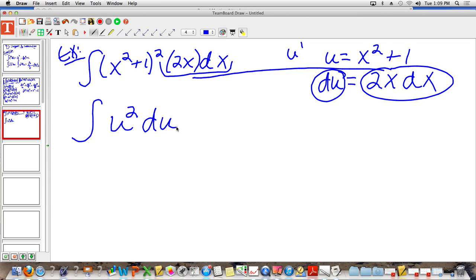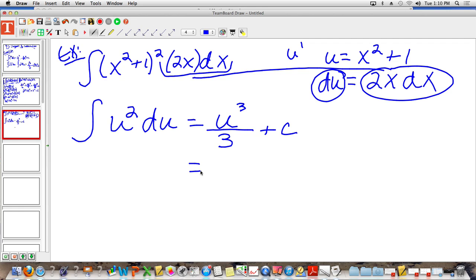What is the integral of u squared? No, not derivative. The integral. One third. Add a power and divide by. So this is the same thing as u cubed divided by 3. You with me? Plus c. Because I don't give you a top and a bottom.